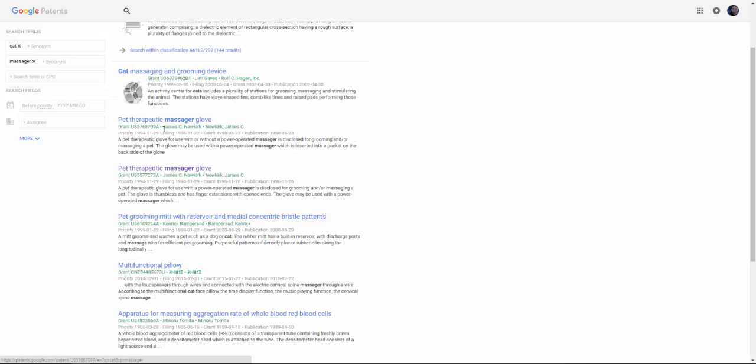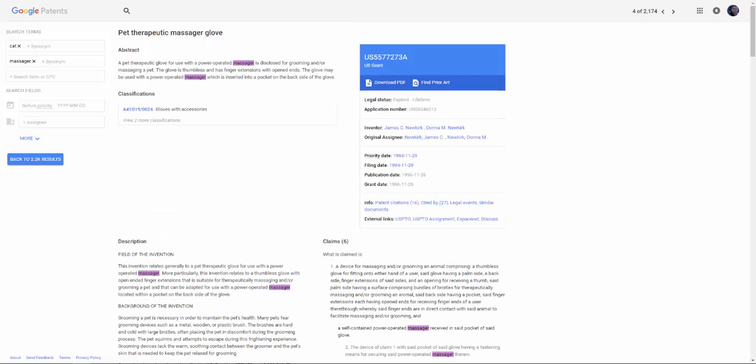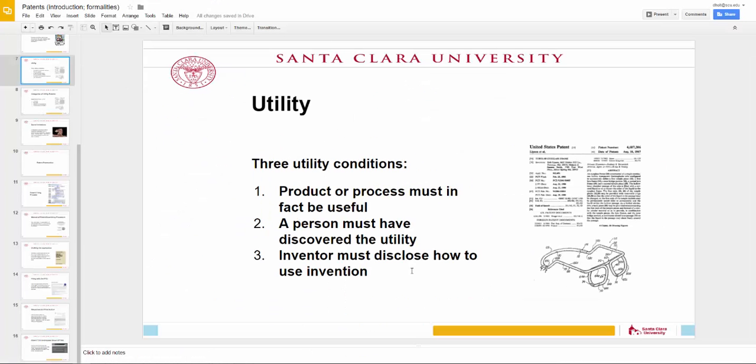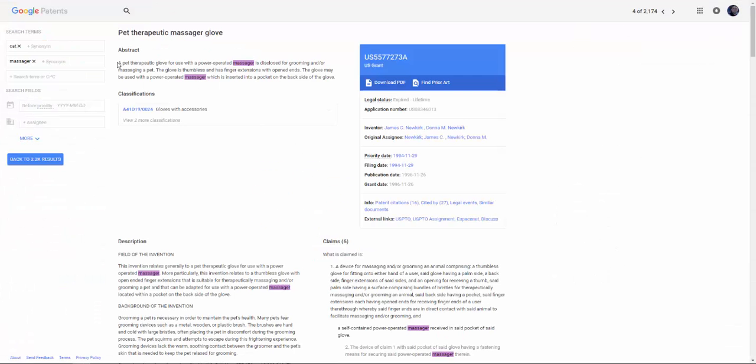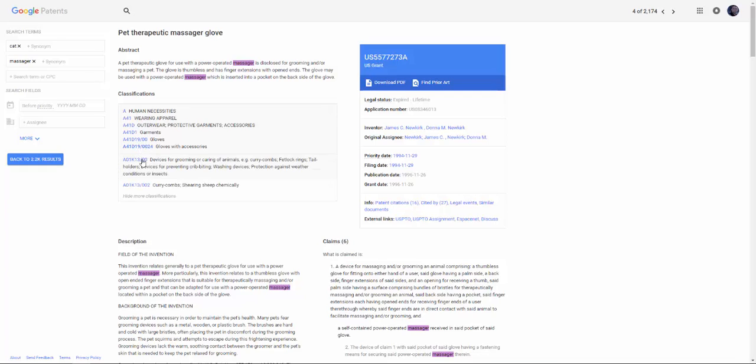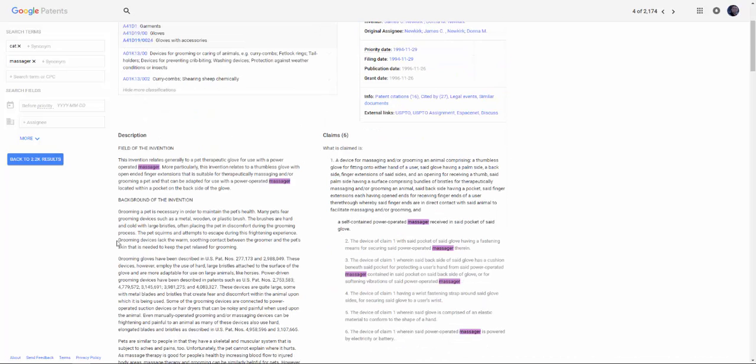and you'll see that there's a number of patents that have been approved by the USPTO dealing with how to massage a cat. So again, that usefulness requirement can be broadly construed by the courts. Some of the elements that I want you to notice here: the abstract of the patent filing, the classification schema, and these were assigned by the examiner with the USPTO's office, a description of the invention and what's being claimed.